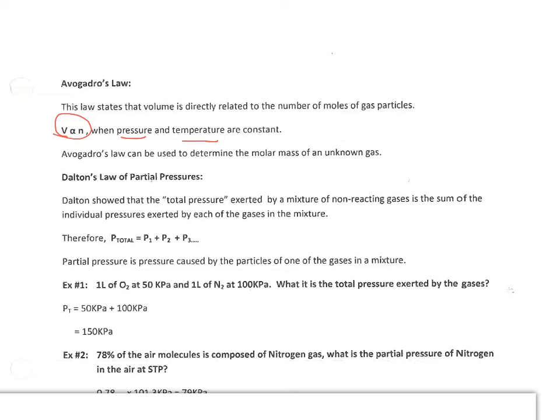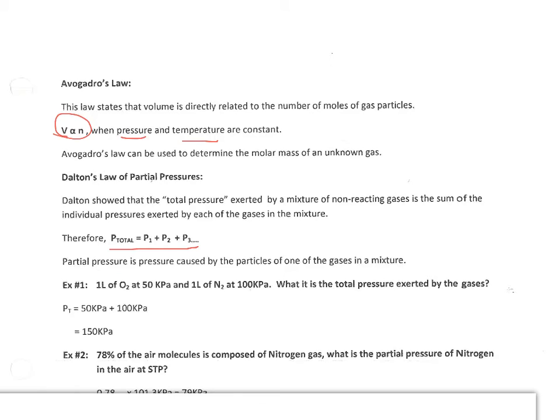So therefore we can have this equation: P total equals P1 plus P2 plus P3. P1 might be, for example, the pressure exerted from oxygen, P2 might be pressure from nitrogen, and P3 might be the pressure from, say, water vapor, if we're looking at our air example again. Partial pressure is the pressure caused by the particles of one gas in that mixture.